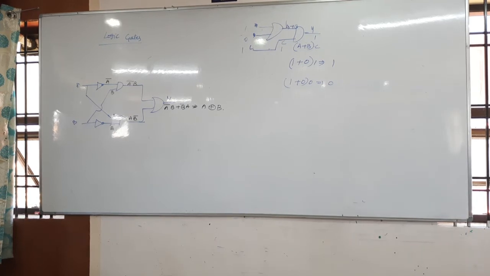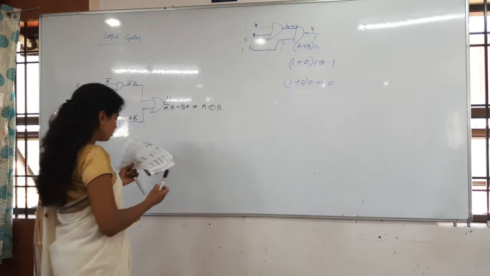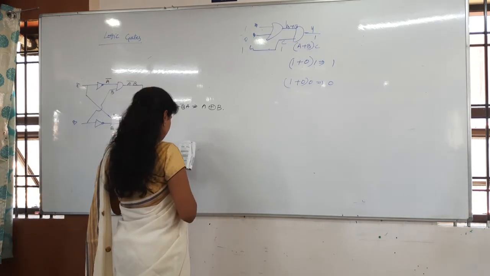Then next. Yes, next one. The truth table for the following combination of gates is.